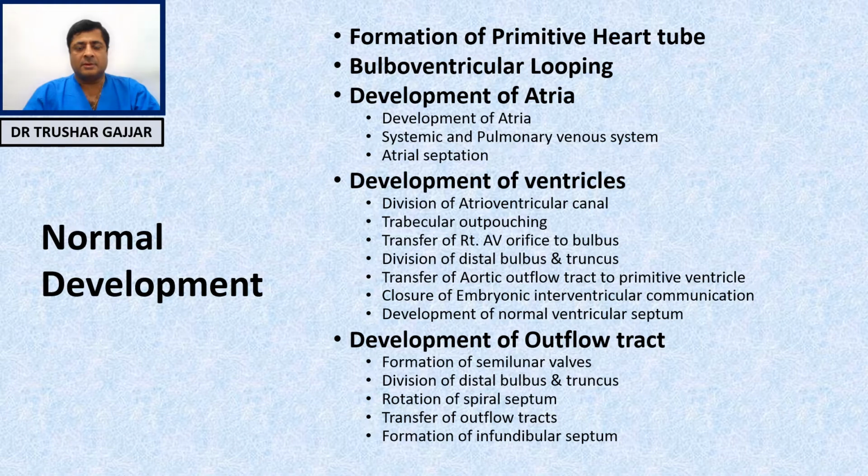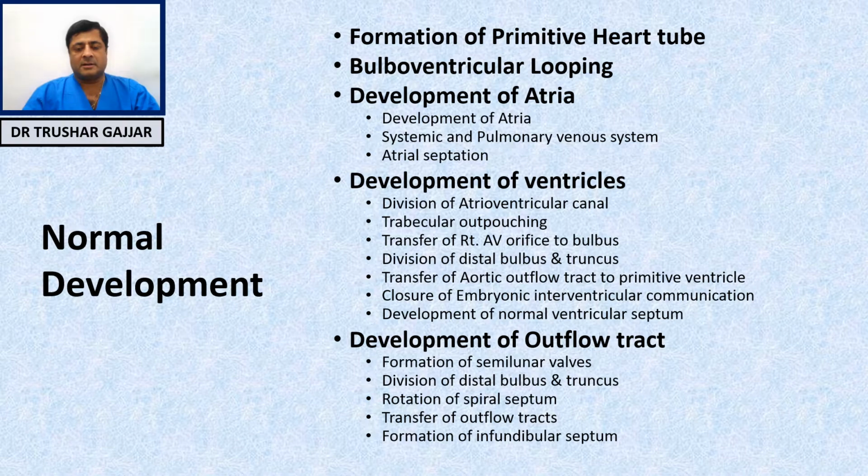This heart tube will undergo its first change, and that is called bulboventricular looping. The bulboventricular looping is nothing but the bulbar component of the primitive heart tube coming in front and to the right of the primitive ventricle. This looping is called d-looping, and because of this d-looping, the straight primitive heart tube gets a shape like the heart.